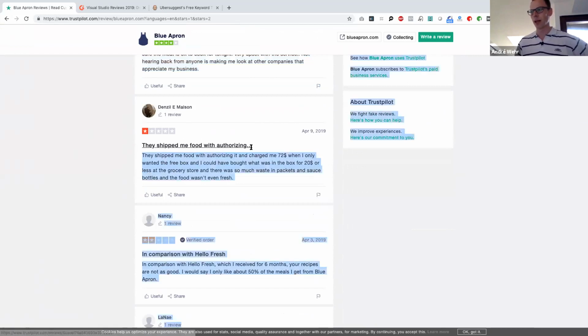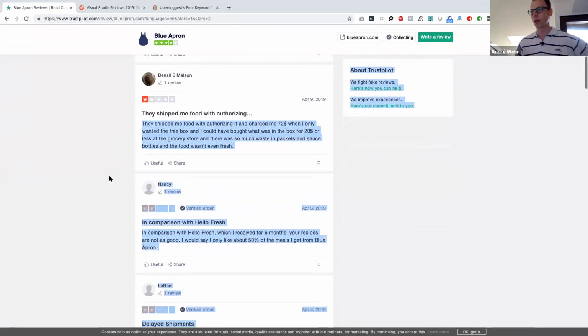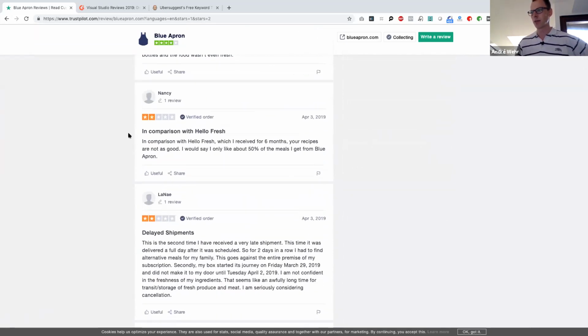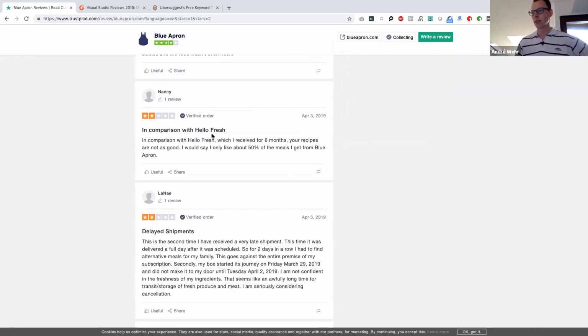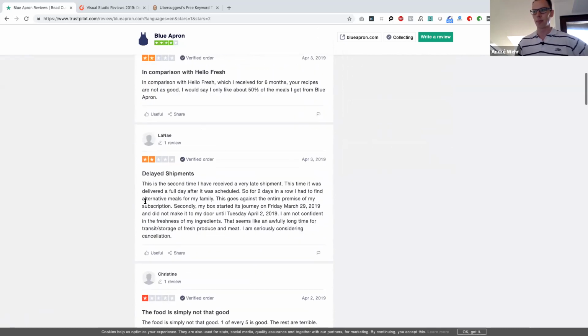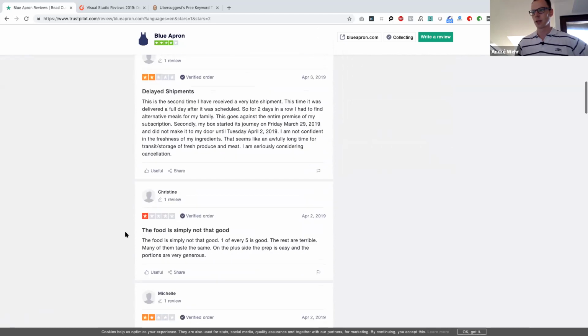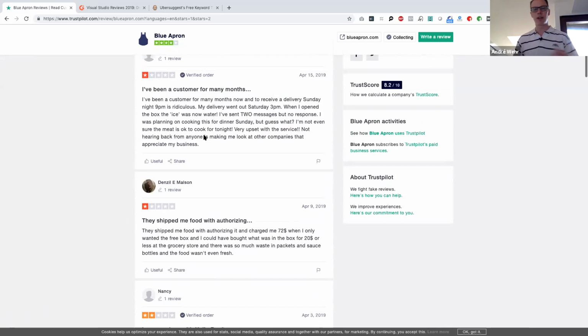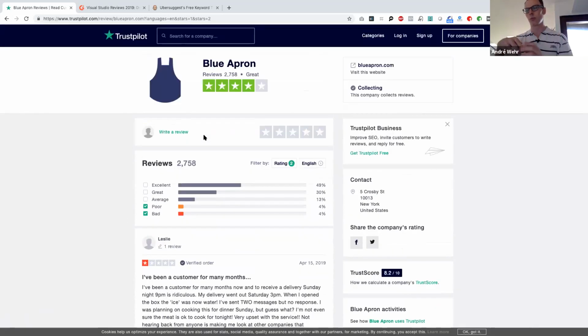For example, like this, they shipped me the wrong food. In comparison with HelloFresh, there are delayed shipments. And then the food is simply not that good. So these are different areas of what your product could be, that you get information about: what is a really important factor for your product, and what people in specific regions care about.